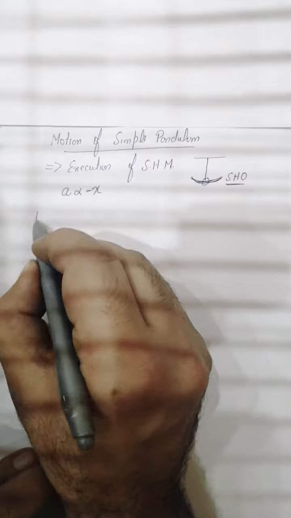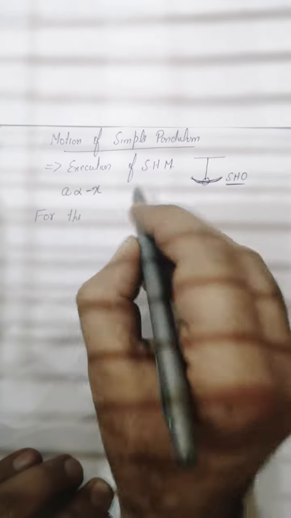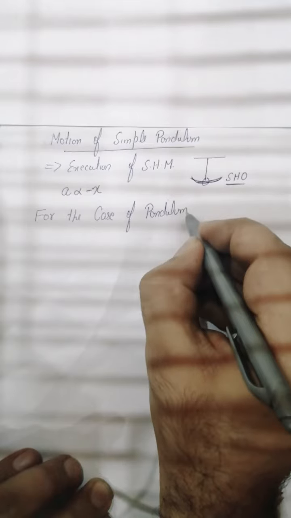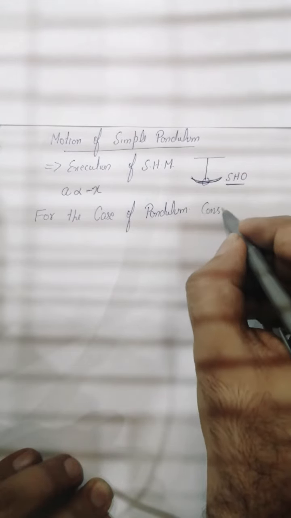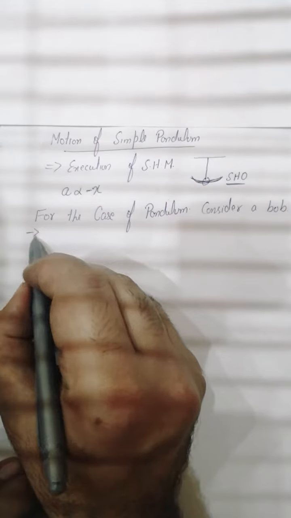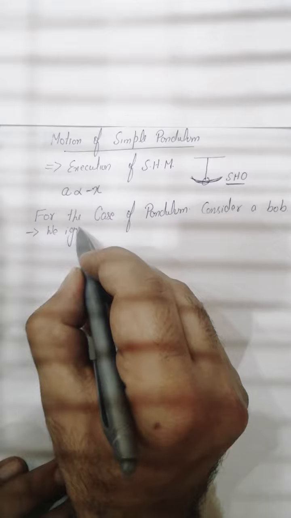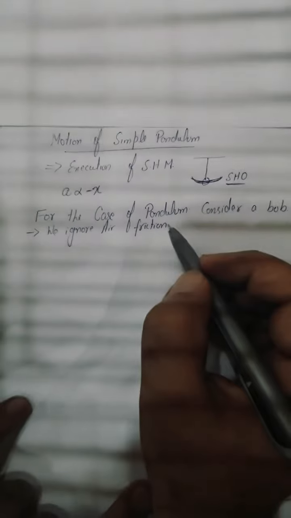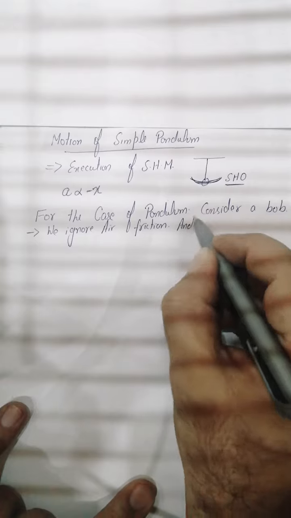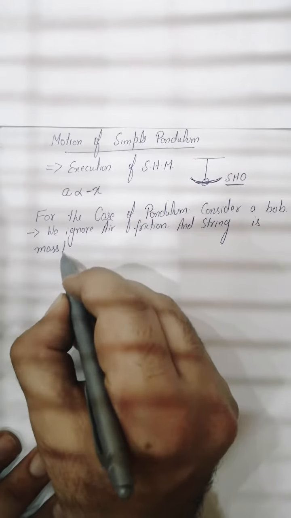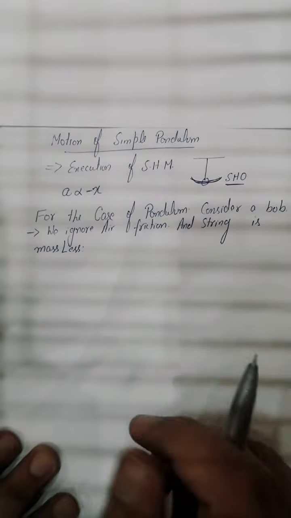So for the case of pendulum, we consider a bob, and the important thing is here we ignore air friction, and the string which is attached with this bob is massless. So these are our conditions for a simple pendulum.